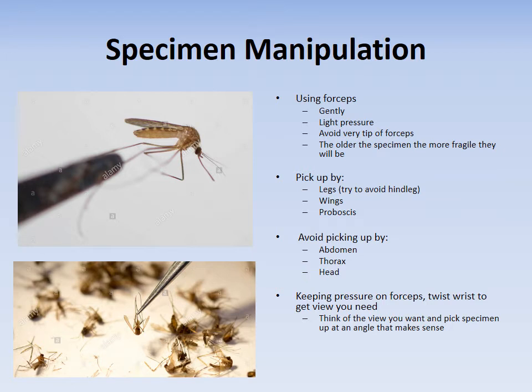Keeping pressure on the forceps, you'll twist your wrist to view as needed. So when you're choosing what body part to pick it up by, you're going to think about how you're going to be able to twist your wrist in order to see the top of the thorax, the underside of the abdomen, or whatever portion of the body you're trying to look at.